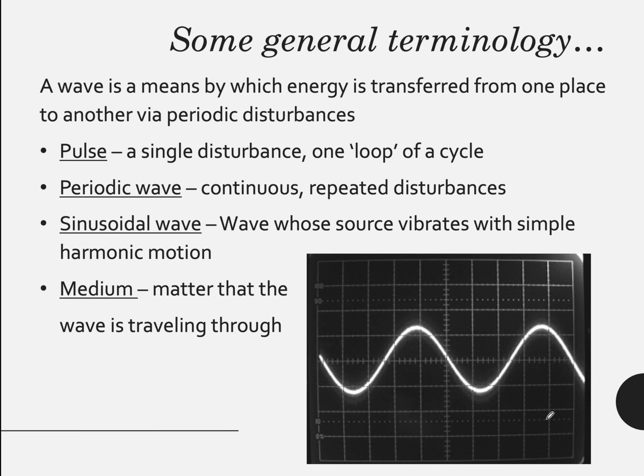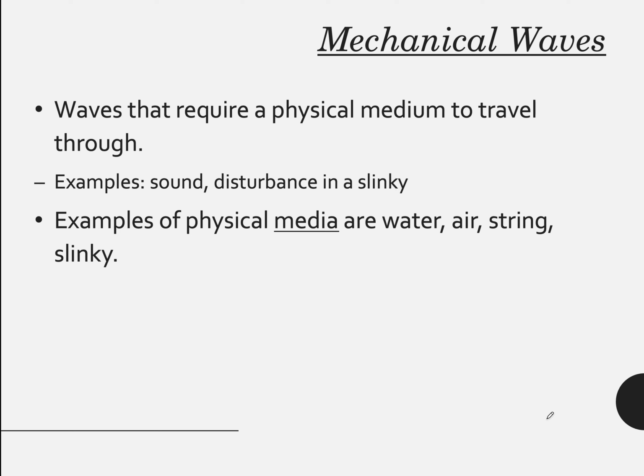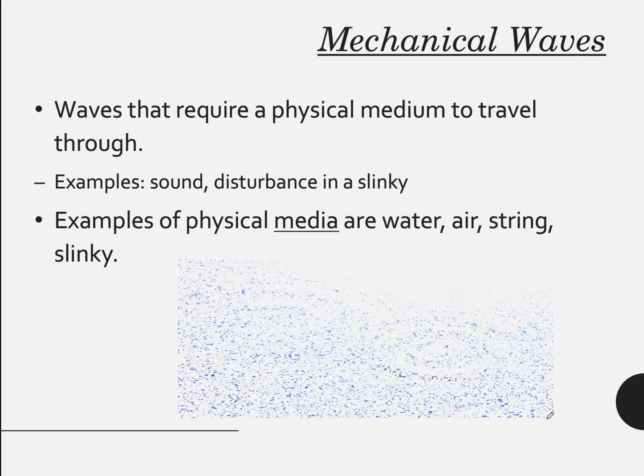And here you can see an example of a wave. Mechanical waves require some sort of physical medium to transfer through. For example, sound, disturbance in a slinky, water waves, you name it. Some examples of physical media are water, air, a string, a slinky, a cable, you name it, are all examples of physical media.